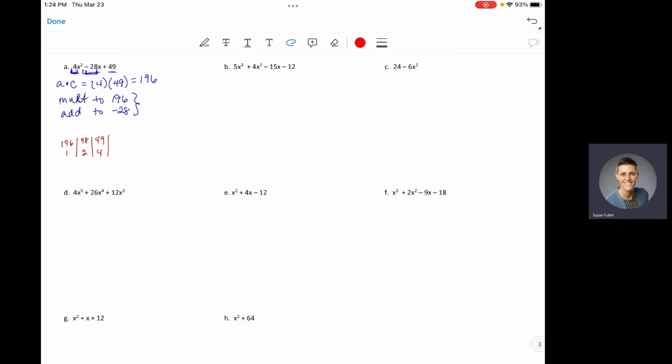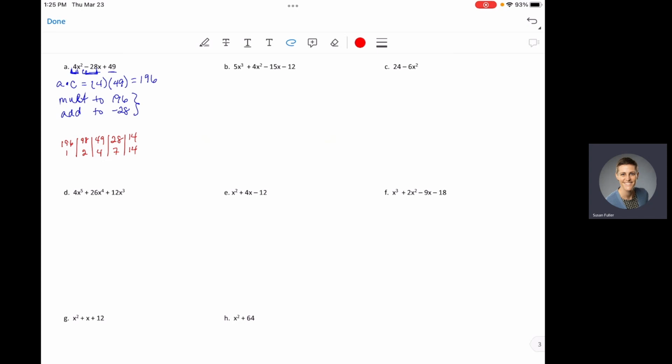196 divided by 6 does not work. I knew a 5 wouldn't come out, so I didn't bother with that one. A 7 is going to work. I divided by 7, and I got 28 times 7 gives me 196, but those aren't going to add to 28, so I'm going to keep going. 196 divided by 9 doesn't work. How about 196 divided by 8? Nope, that doesn't work. How about a 12? 196 divided by 14. This is 14 and 14.